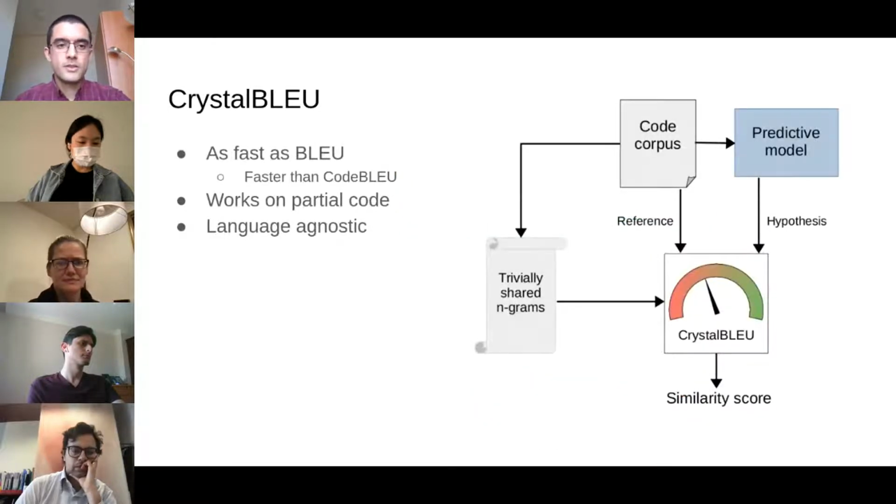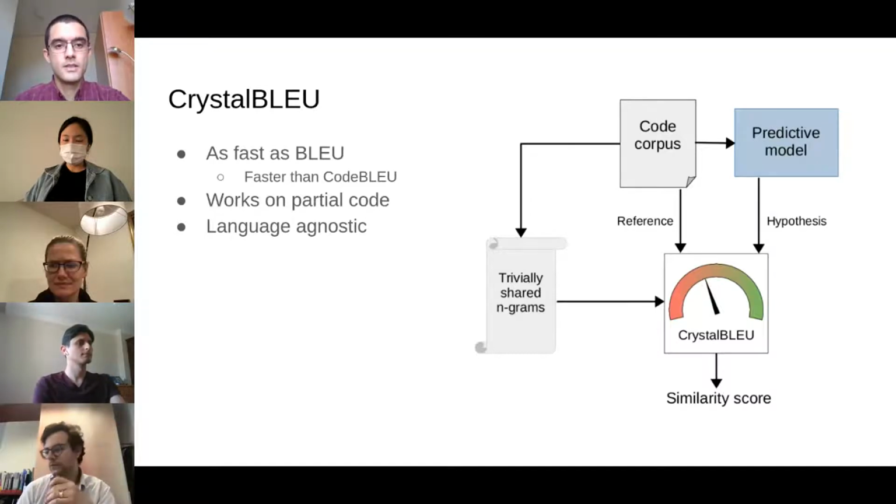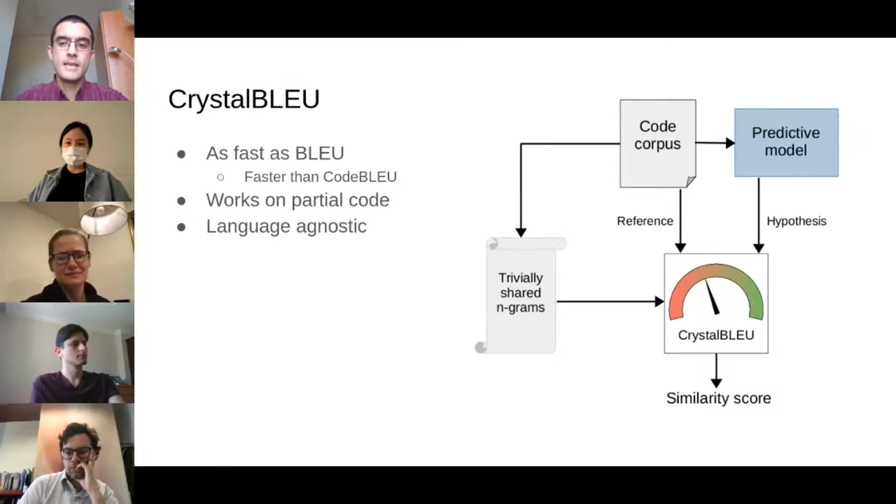This is where CrystalBLEU comes into play. We do this in such a way that it's as fast as BLEU, and even faster than metrics designed specifically for code like CodeBLEU. It also works on partial code and is language agnostic. The way is that from a sample code corpus, we extract these trivially shared n-grams and then reduce or omit their effect during the calculation of the similarity metric, CrystalBLEU.